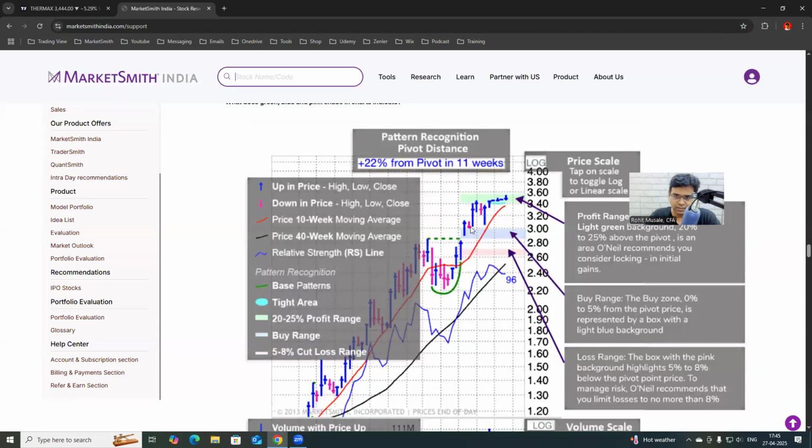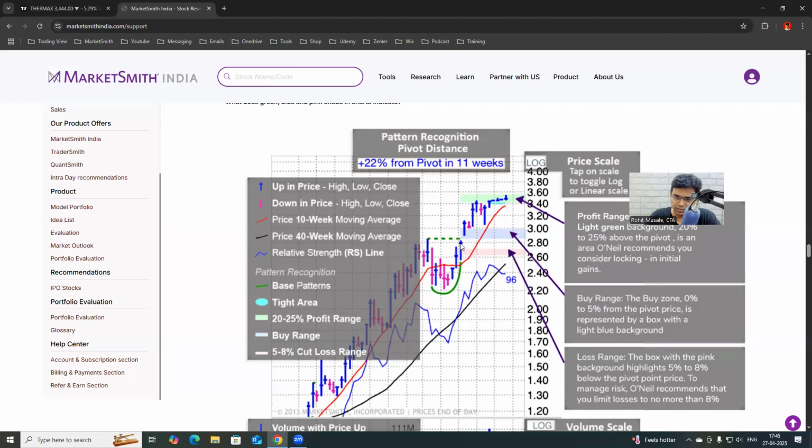The green shaded area, the blue shaded area, the red shaded area, this is already marked on the Market Smith chart before the breakout. Okay. So those are the 3 things out of 6. Then we need to look for the green dotted line, which is the exact pivot point. Okay. The buy point. The blue zone is the 5% buying range. Then we need to look for a clearly marked pattern, which is marked in green color on the chart.